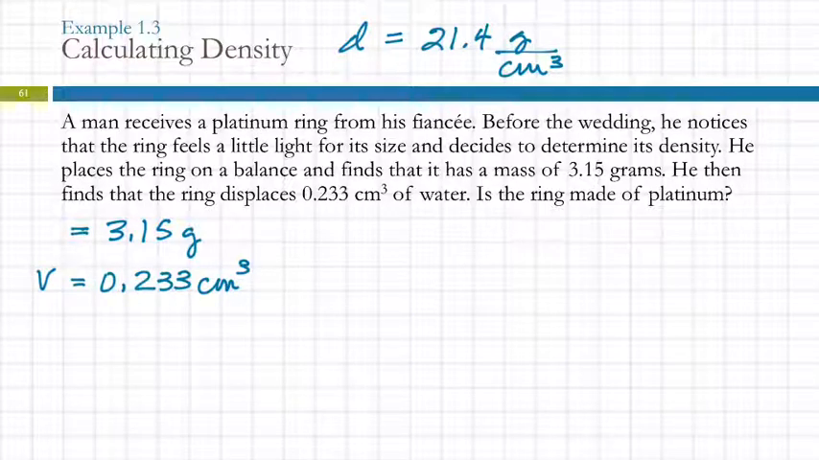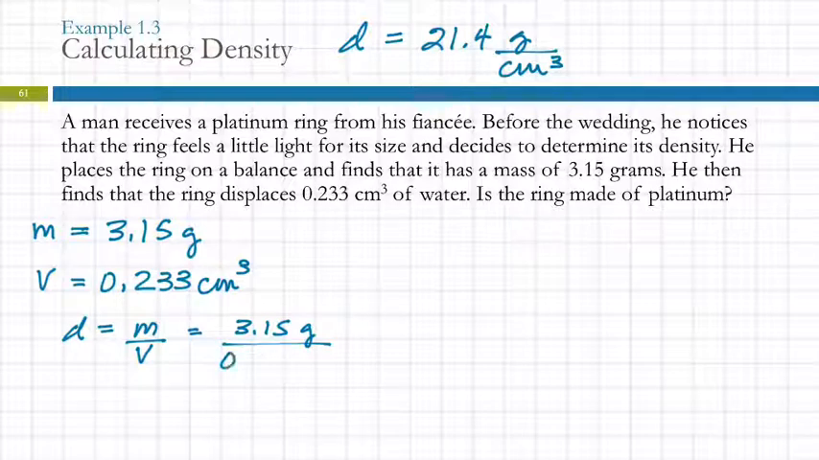And the mass, it says the mass is 3.15 grams. So then we need the equation for density. Density is equal to mass divided by volume. So we'll put our numbers in here. We've got 3.15 grams divided by 0.233 cubic centimeters. You should always write this down, show your work.